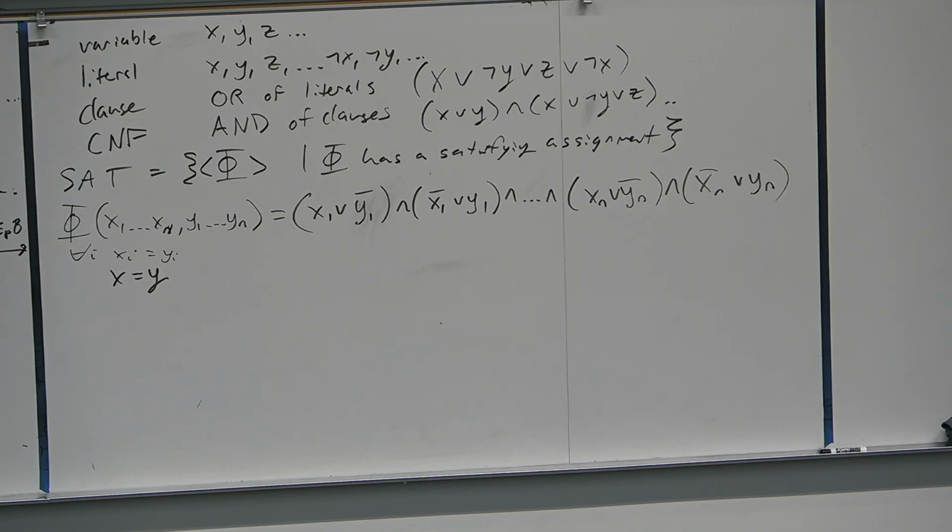I claim that SAT is NP-complete. Now, there's two parts to show a problem is NP-complete, right? We need to show it's in NP, and then we need to show it's NP-hard. Let's come back to the NP-hard part in a second. Why is it the case that SAT is in NP?